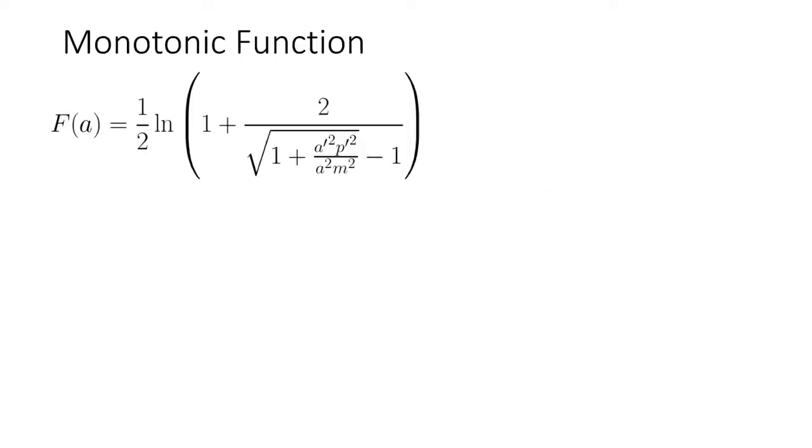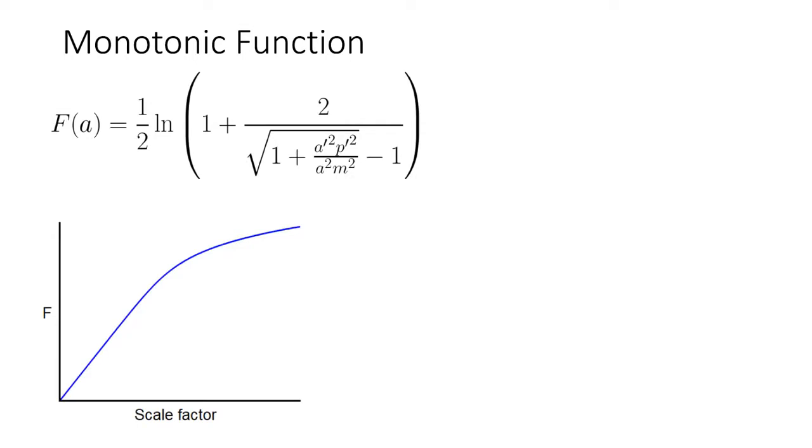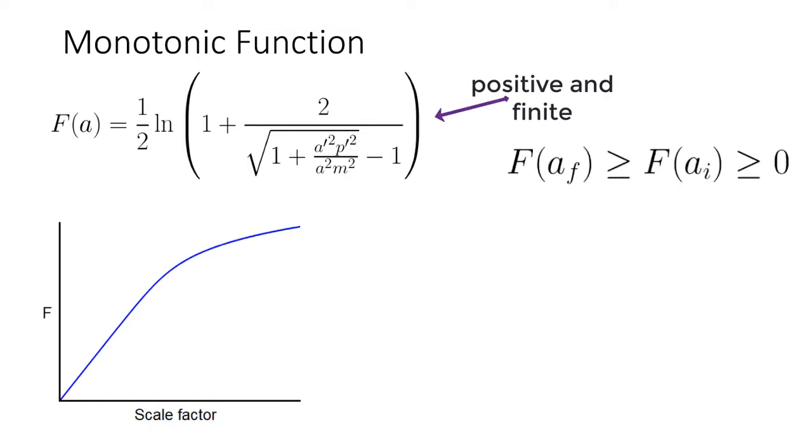This F function is positive and monotonically increasing with respect to the scale factor a. We can see this by plotting or taking the limits of the function. It can also be shown that there are no asymptotes. This means that for a finite value of the scale factor a, there is a finite value of F. All of this implies an inequality. F at the final time is greater than F at the initial time.